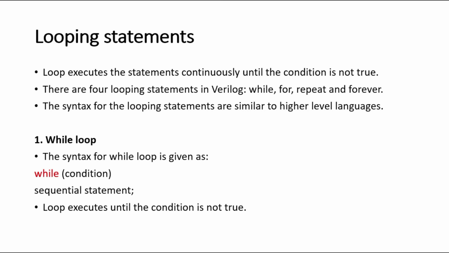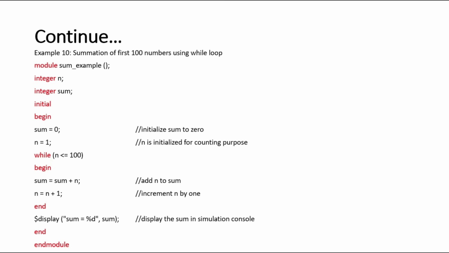The first loop is while loop. The syntax for while loop is given here: while, condition, and depending on this condition, the sequential statement will be executed. An example for the illustration of the while loop is presented here. In this case, summation of first 100 numbers is calculated using while loop in Verilog.